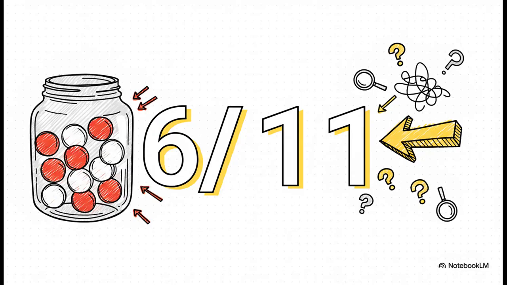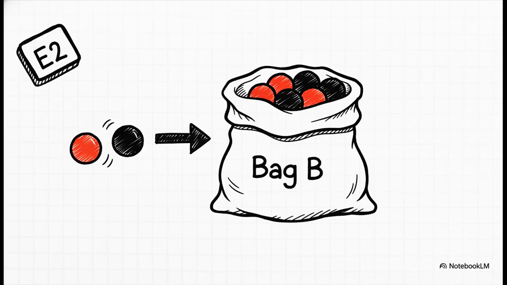So in that world, the E1 world, the chance of finding our clue, of pulling out a red ball, is 6 out of 11. That's actually a pretty high probability. Scenario E1 gives a pretty good explanation for the evidence we found.